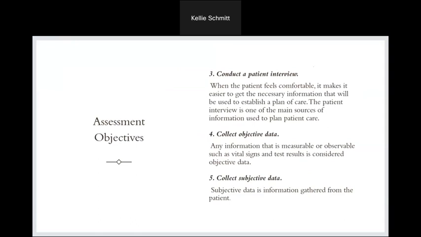Subjective data is information gathered from the patient, such as, my head is pounding. My muscles feel tense. My eye is itchy. Subjective data is information that we cannot see.